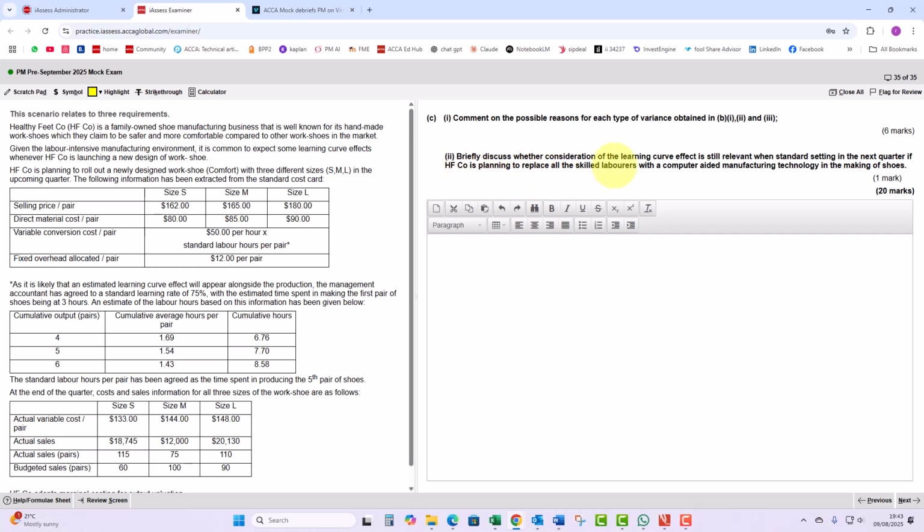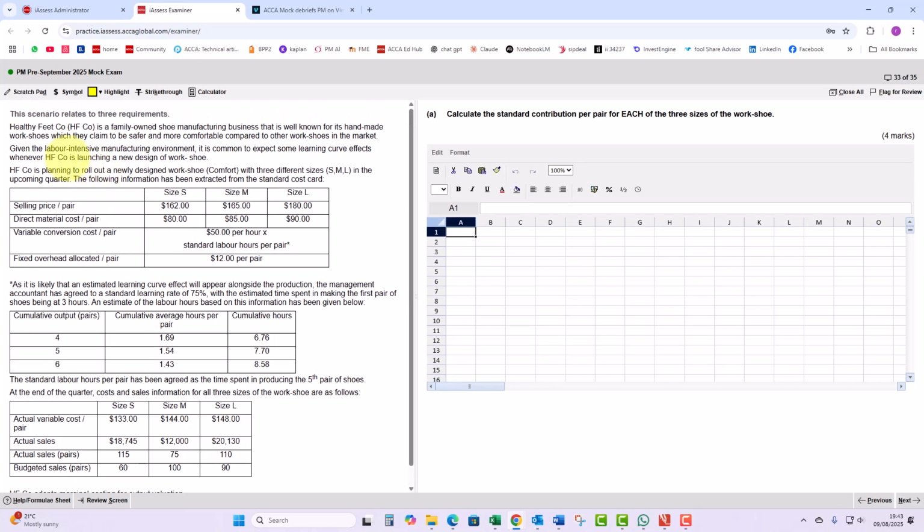And then briefly discuss whether consideration of learning curve effect is still relevant when standards set in the next quarter, if their plan is to replace all the skilled labourers with computer-aided manufacturing technology in the making of shoes, and that's 1 mark. Let's take a look at the scenario we're given.